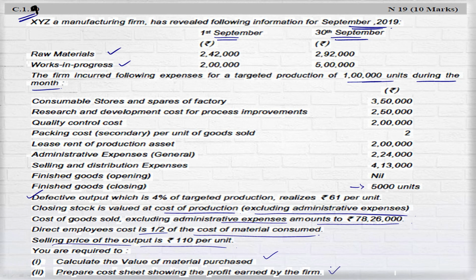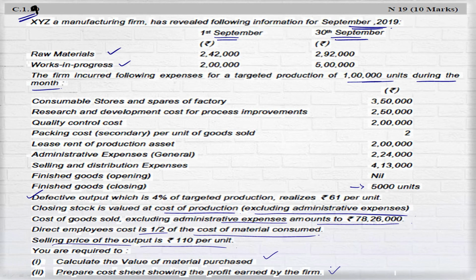Prepare a cost sheet showing the profit earned by the firm. We will be preparing a cost sheet with 2 columns. This will be cost sheet for September 2019. The answer will be outer column.